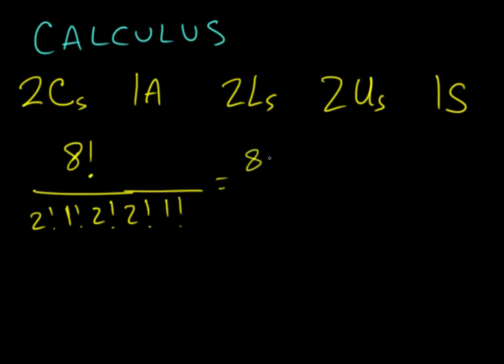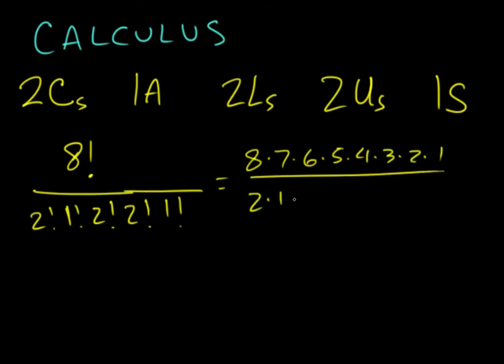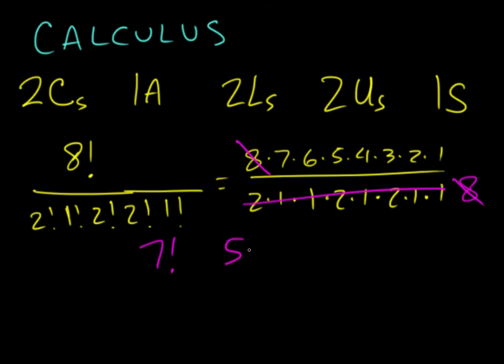So we get 8, 7, 6, 5, 4, 3, 2, 1. We get 2 times 1 times 1 times 2 times 1 times 2 times 1 times 1. Alright, so 2 times 2 is 4, times 2 is 8, so the bottom is just 8, and so we would just end up with 7 factorial, which if we multiplied all of this out, we're going to get 5,040.